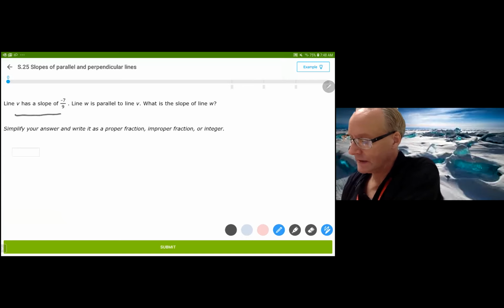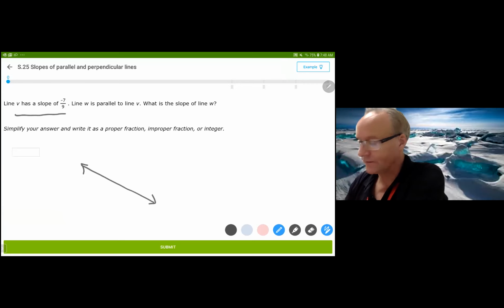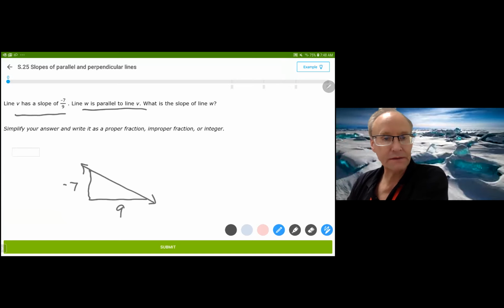Slope of line V is -7/9. If you want to visualize that, it's at an angle like this. Not quite 45 degrees down, but pretty close. It goes down 7/9. W is parallel to line V.